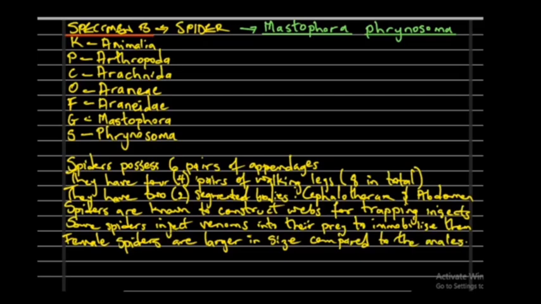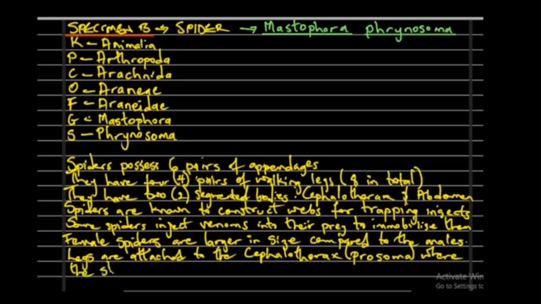The legs of the spiders are attached to the cephalothorax, or in some places you see it being called the prosoma. That is the head region, and this part of the body contains the stomach and the brain. That is where we have the stomach and the brain of the spider.